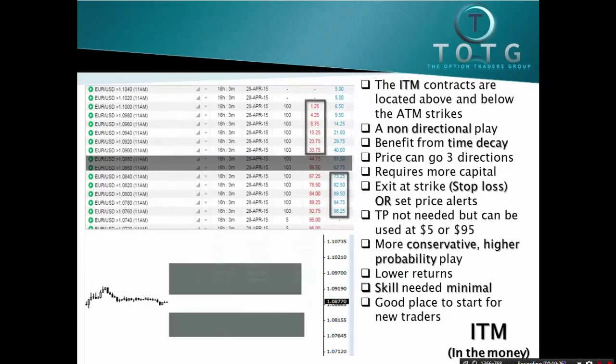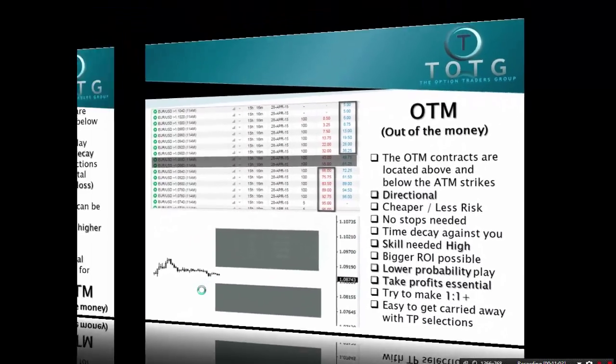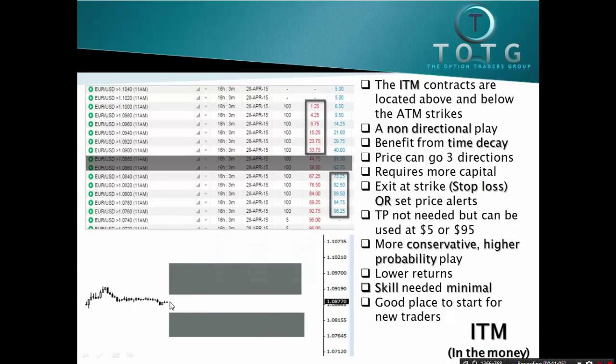Okay, so the in the monies, and one of my favorites here, are a little bit different. As you can see, we have the at the money contracts highlighted again, just like in our last example. The in the money are on either side of the at the money. If you're selling in the money, it's in this box here, which I depicted on the actual chart. If you're buying an in the money, it's in this box right here. As you can see, price is trading at this level right here.